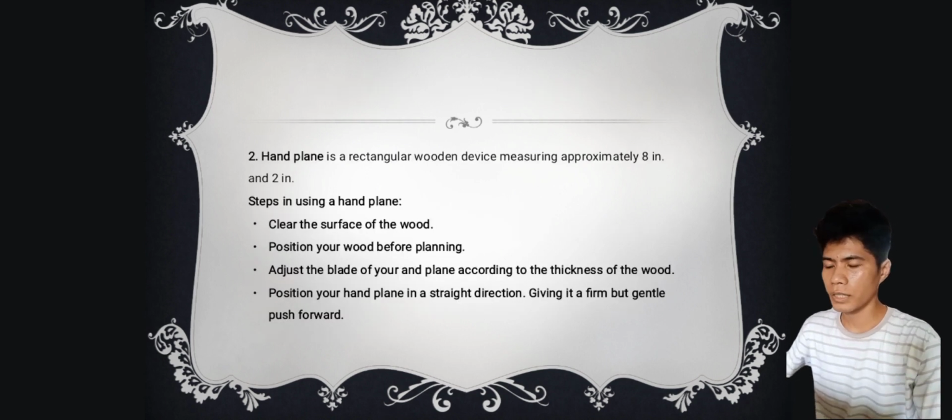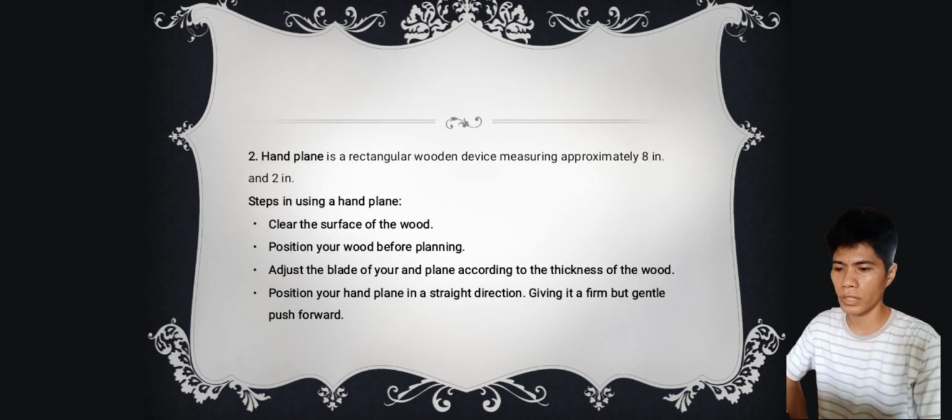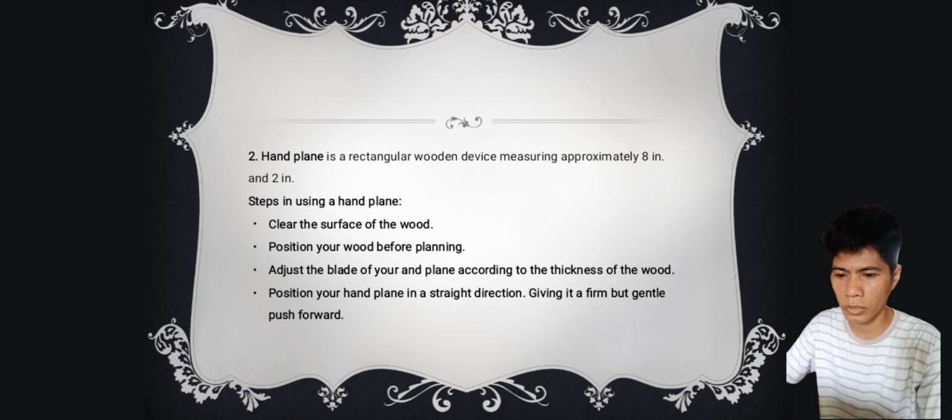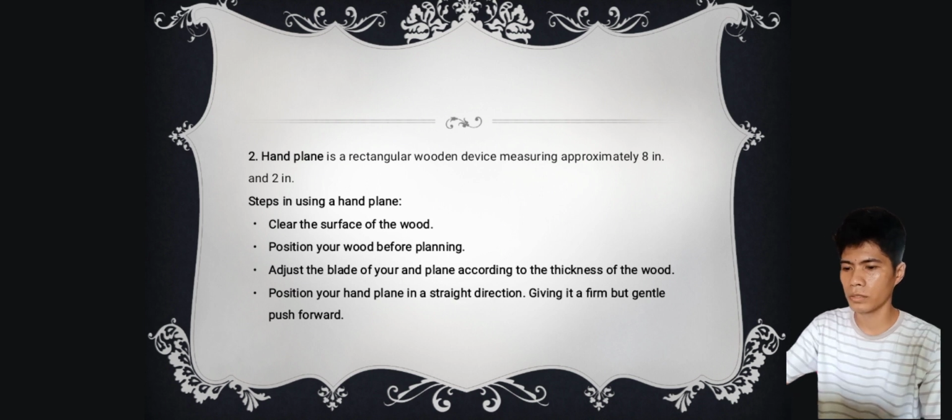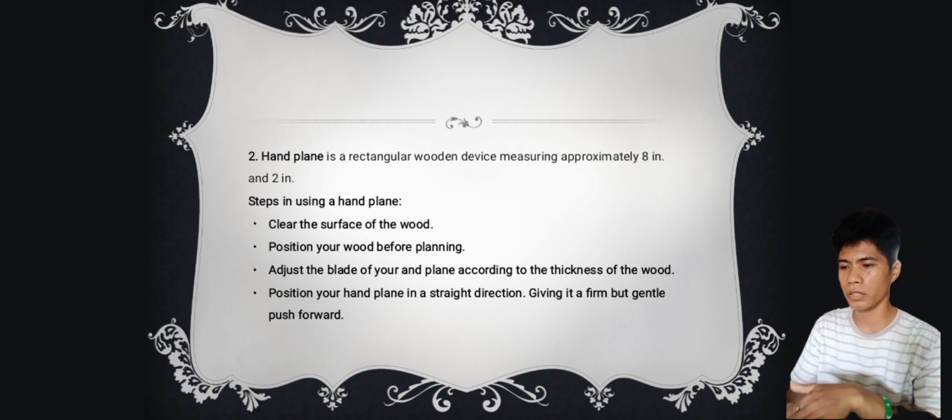So this is the second tool of using for smoothing. So mo siya hand plane. Hand plane is a rectangular wooden device measuring approximately 8 in and 2 in. So kaning hand plane is tool ni siya for shaping wood. Kanang kibali murag hibi pa siya gamay, pwede na to siya pa istriton.